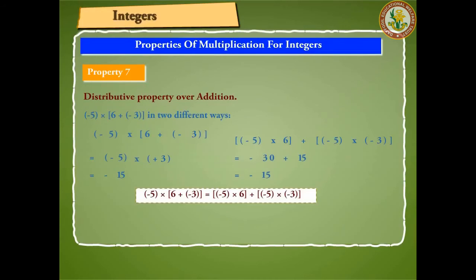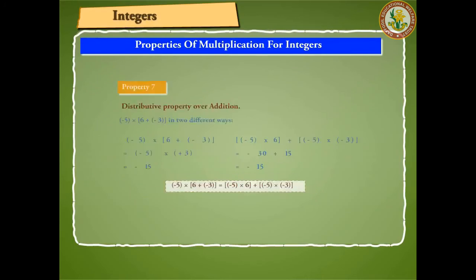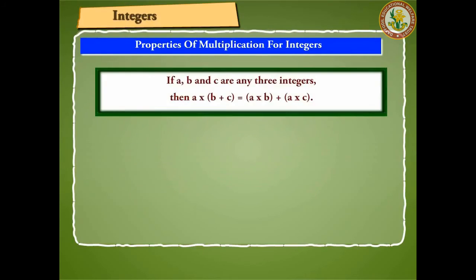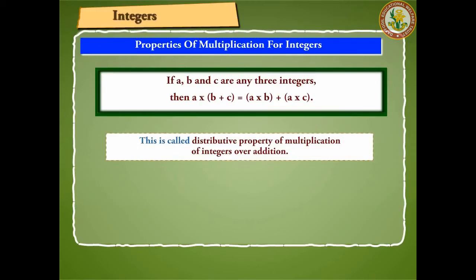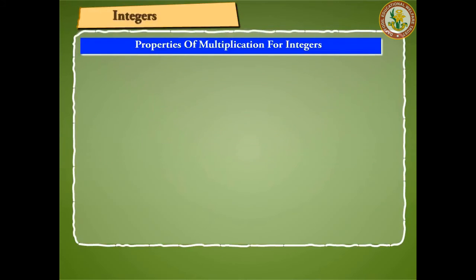Thus we see that -5 × [6 + (-3)] = [-5 × 6] + [-5 × (-3)]. Hence, if a, b and c are any three integers, then a × (b + c) = a × b + a × c. This is called distributive property of multiplication of integers over addition.